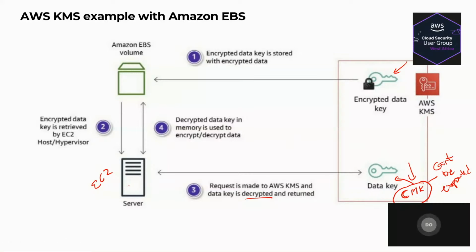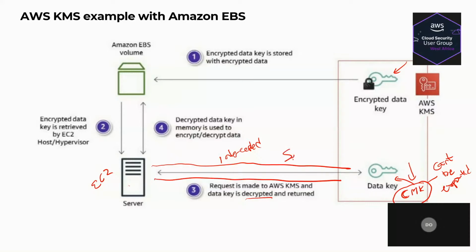David, when this key is decrypted, can it not be intercepted along the way? Because now the key is in plain text. So the channel between the EC2 instance and KMS is a secure channel, right? So that's a secure channel. It's going to be using TLS encryption, so even if it's intercepted, it's going to be encrypted while it is in transit.